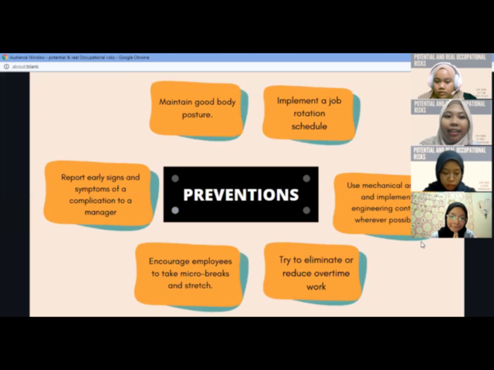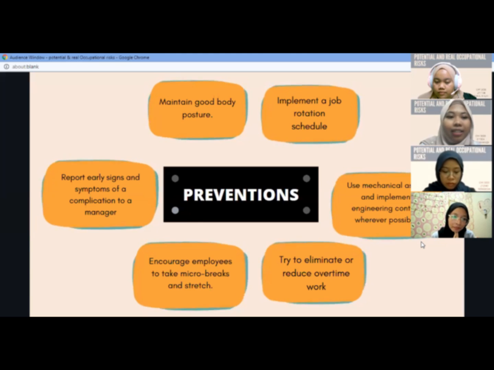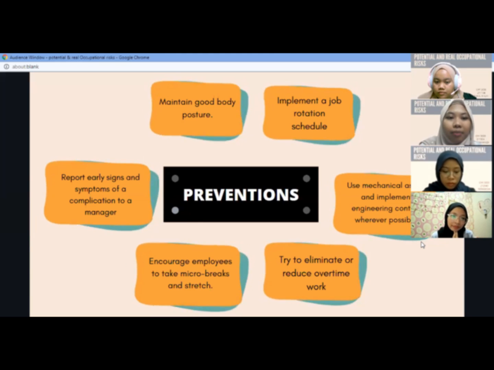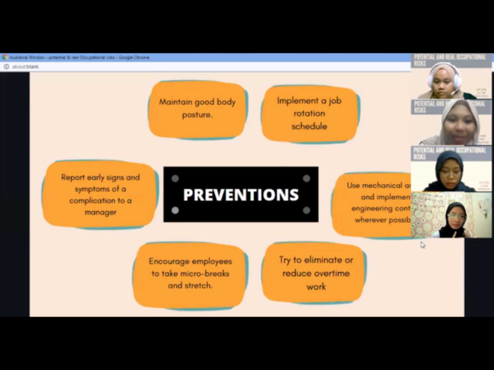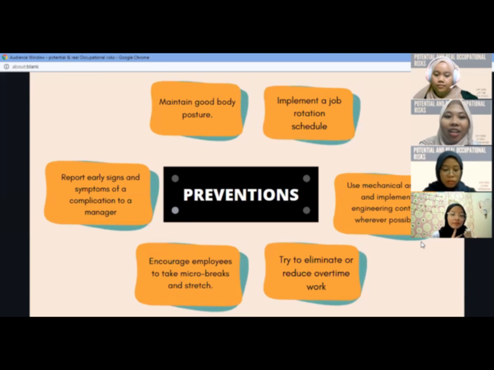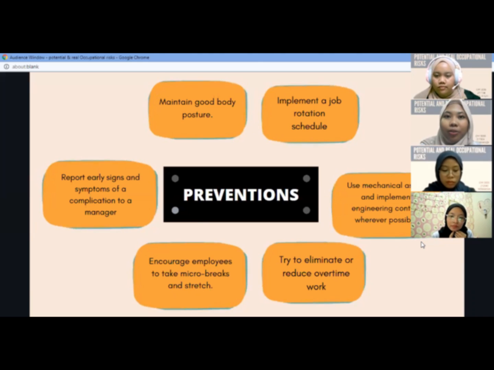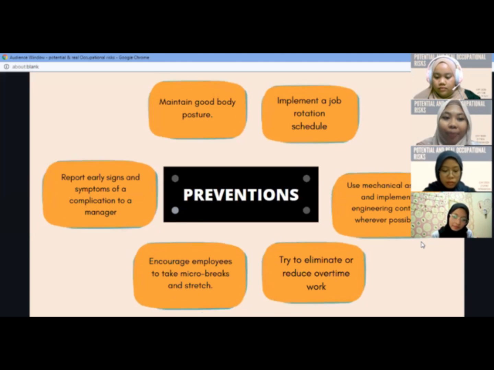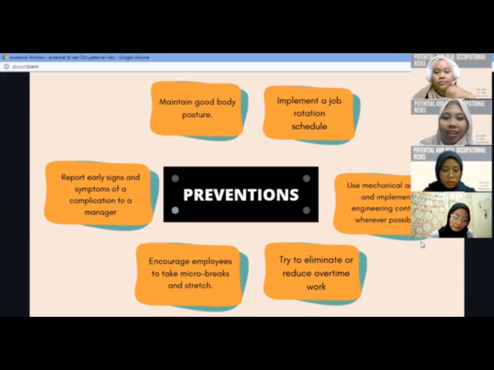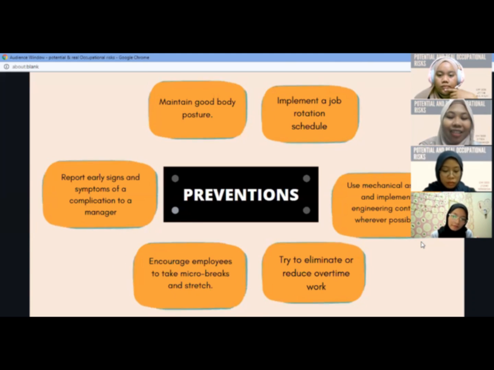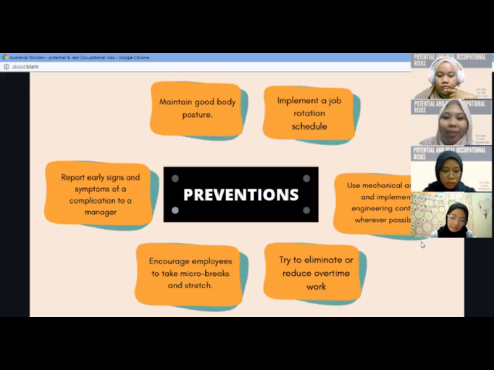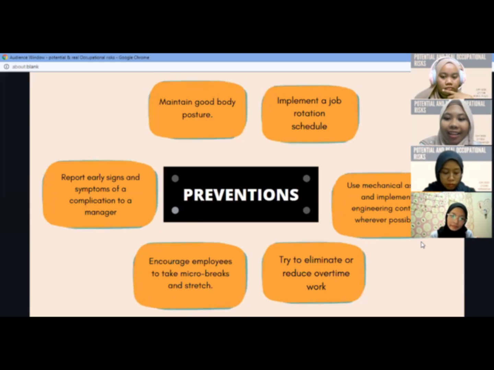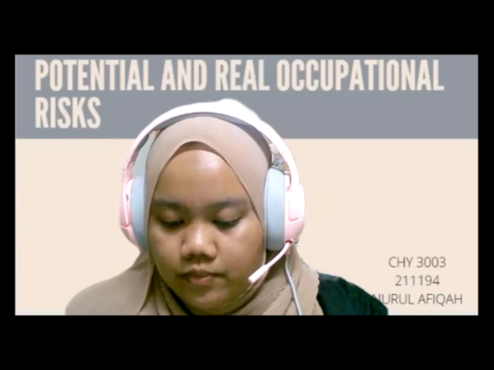And lastly, I think this is the most important part, is to report early signs and symptoms of a complication to a manager so that they can take action. And if they neglect what you have reported, it is their responsibility if anything happens to you. And I think that's all from me.